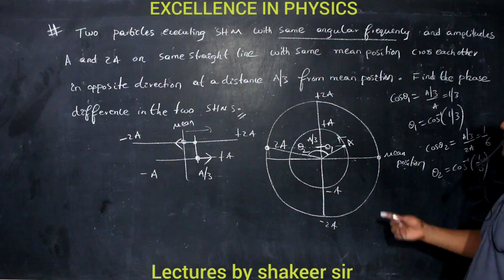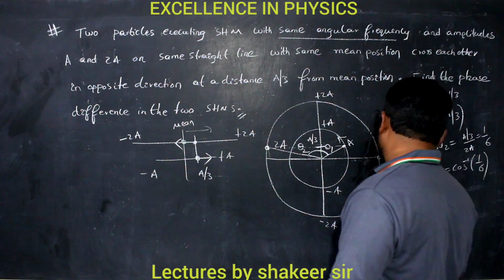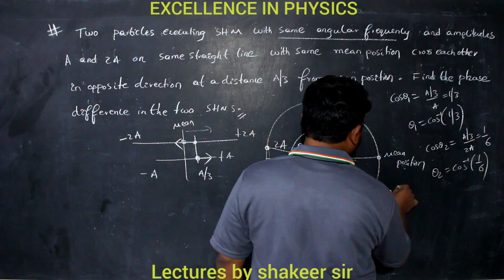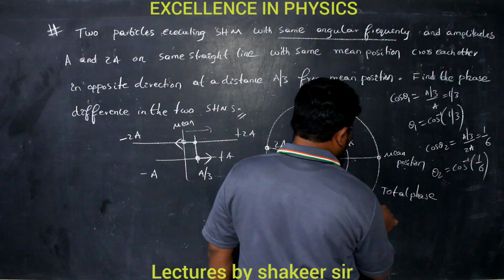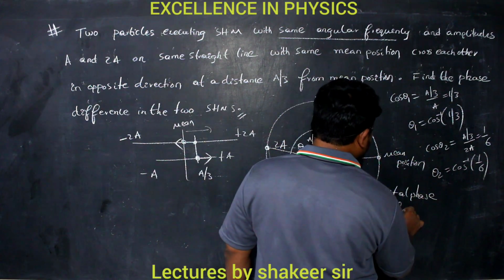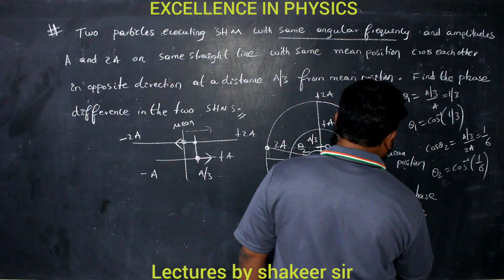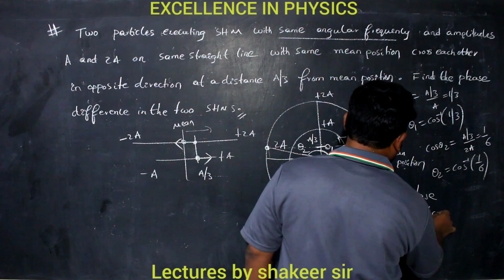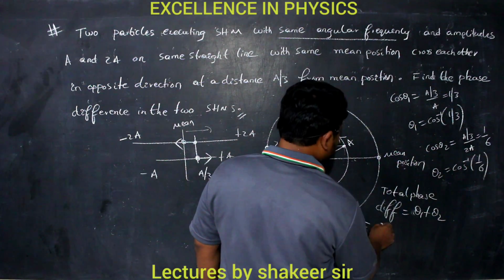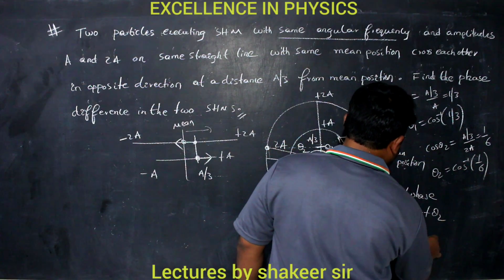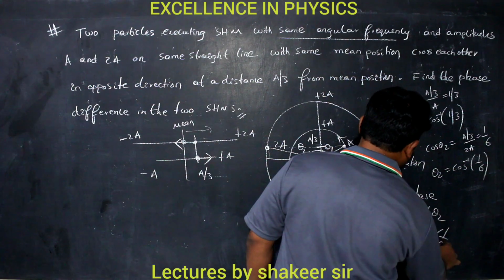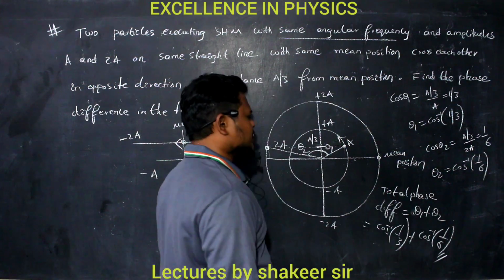Clear? So therefore, what is the total phase? The total phase, or you can call it the total phase difference between them, is equal to theta 1 plus theta 2. Clear? So theta 1 is cos inverse of 1 by 3 and theta 2 is cos inverse of 1 by 6. Clear? So this is the answer.